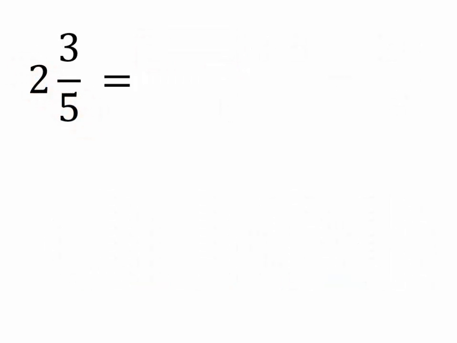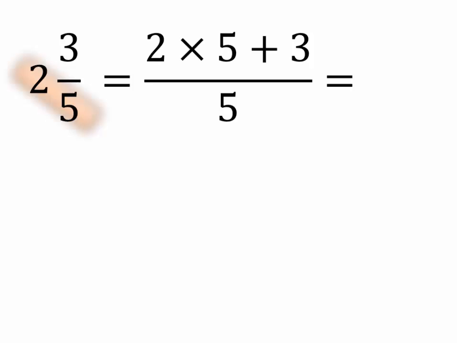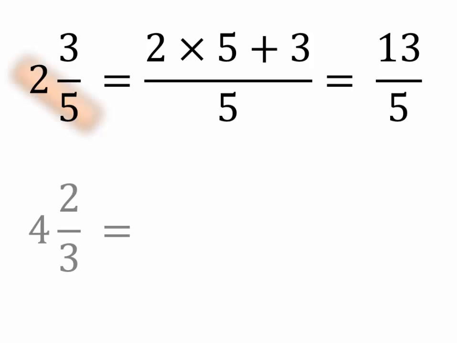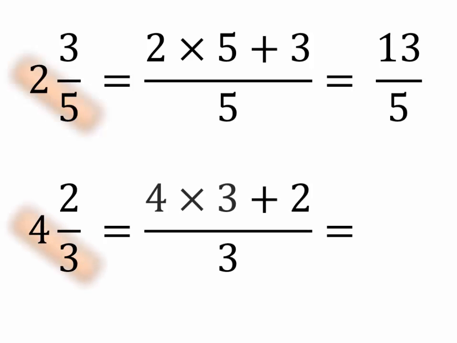Without those wagon wheels, what would this be? So there are 2 wholes, so that would be something times 5. Yep, 2 times 5 plus the 3 gives you an answer of 13/5. Can you get this answer? 4 times 3 plus 2. Right, so 4 times 3 plus 2 is 14. So the answer is 14/3.